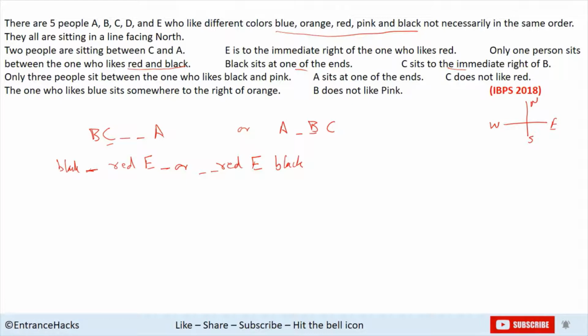Now we can go to the next statement. Only 3 people sit between the one who likes black and pink. Now 3 people sit between black and pink, and we know there are a total of 5 persons. So this implies they are at the corners. So total 5 people are there. 3 people sit between the one who likes black and pink. Black and pink are at the corners, and between them there are 3 people. So here 1, 2, 3, 4, 5. So we can place pink here. 2, 3, 4, 5. We can place pink here, right?